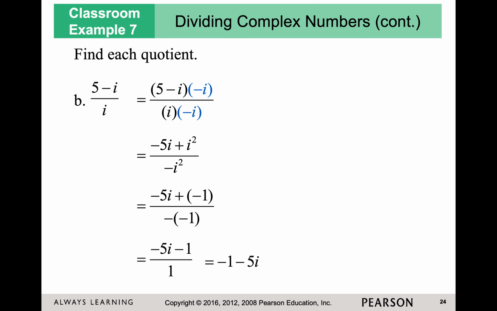So then I want to write it in a plus bi form, but I have -1 minus 5i. I mean, I might could write -1 plus -5i. I think the lab would still take that. But in general, when the first and the second term are negative, you can leave it as subtraction.